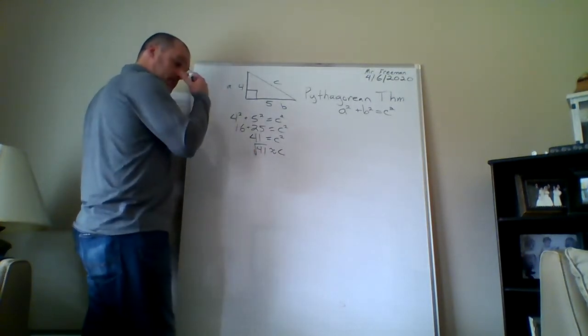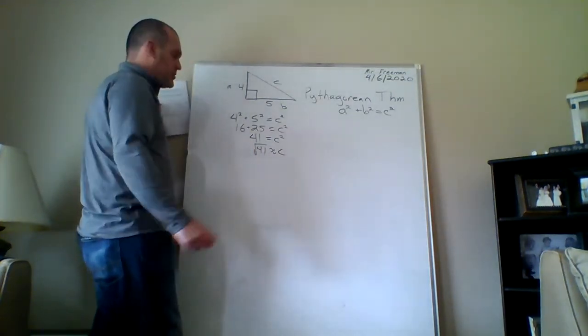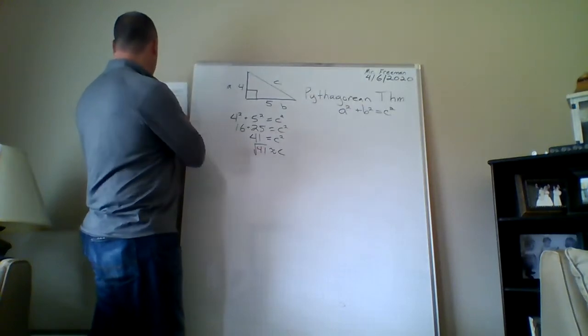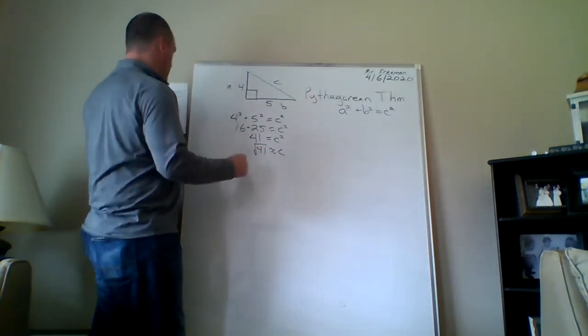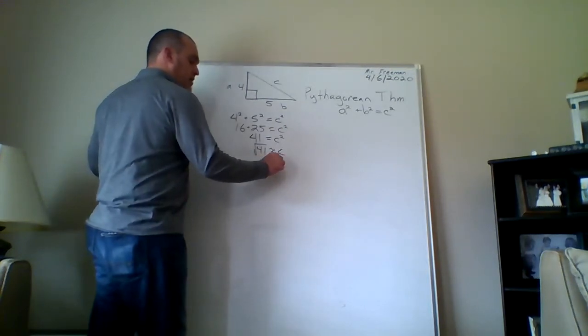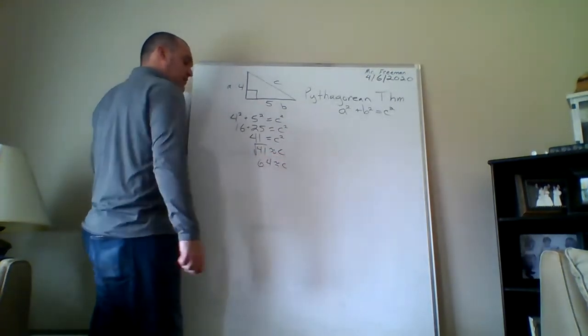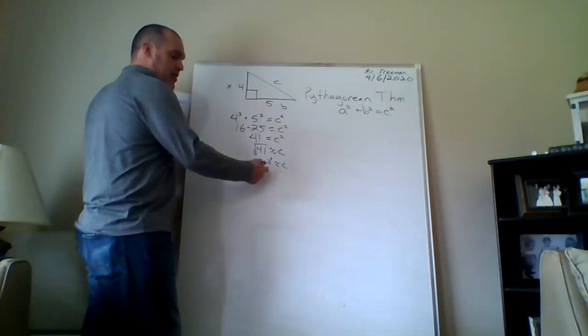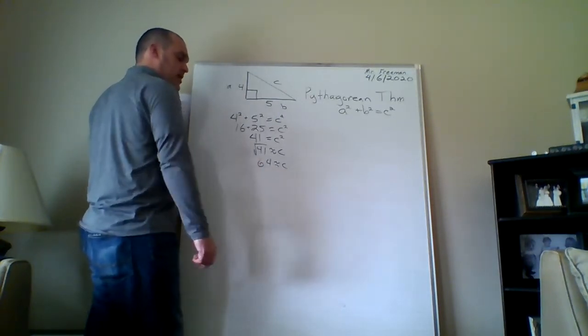Actually, 6.40. Yep, this is approximately 6.4. That gives you your rounded value of what the square root of 41 is.